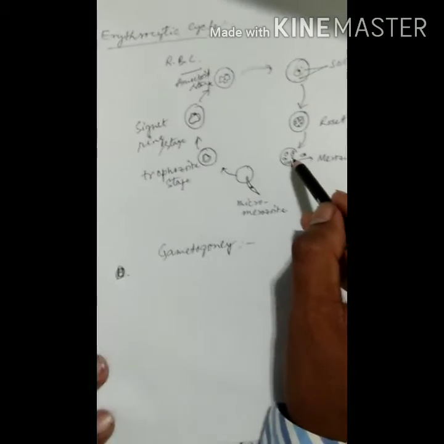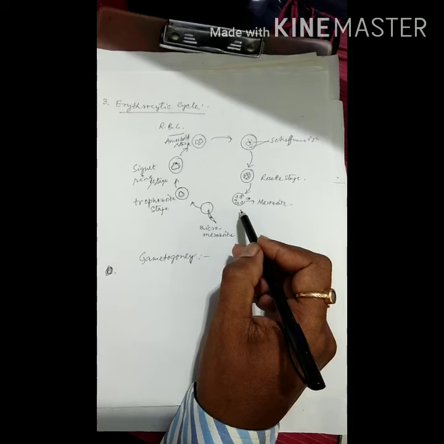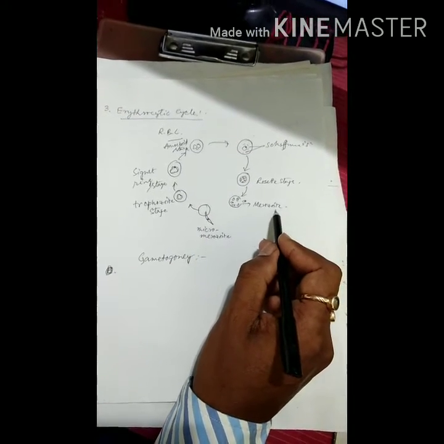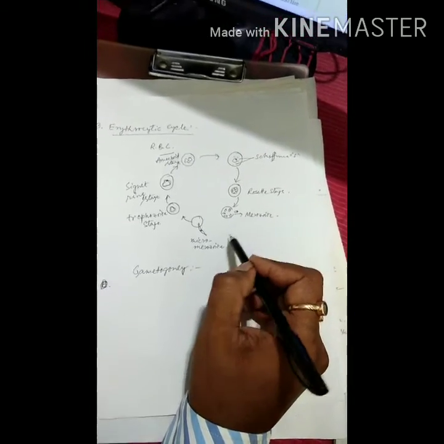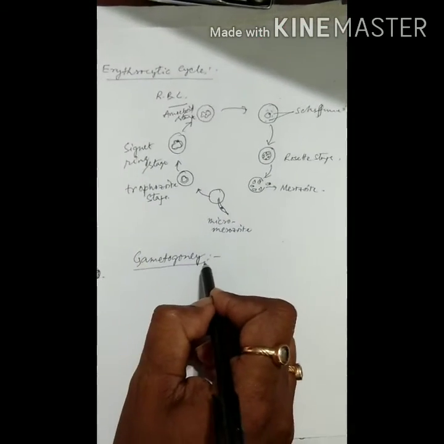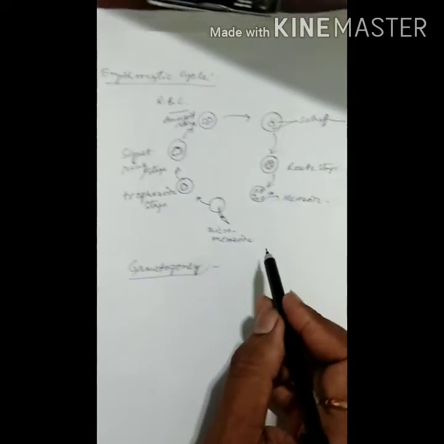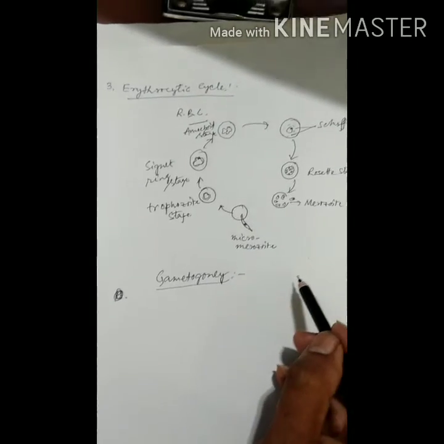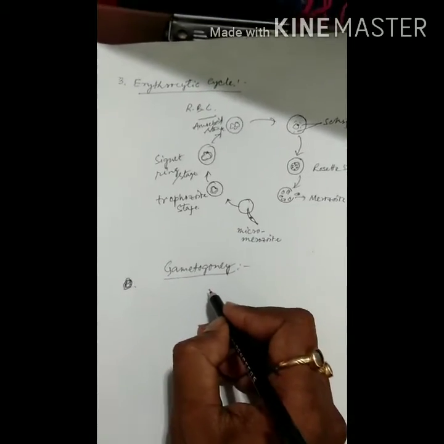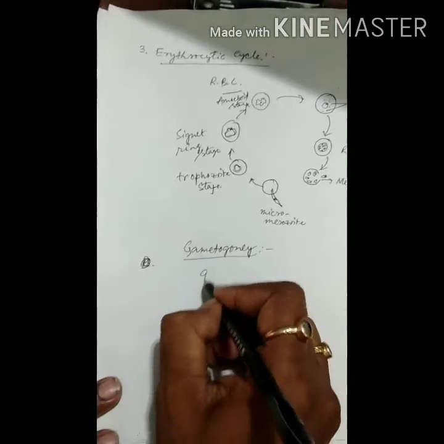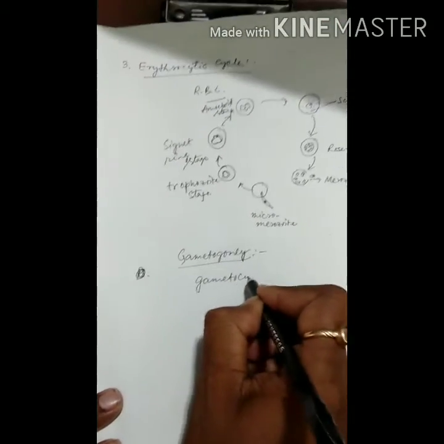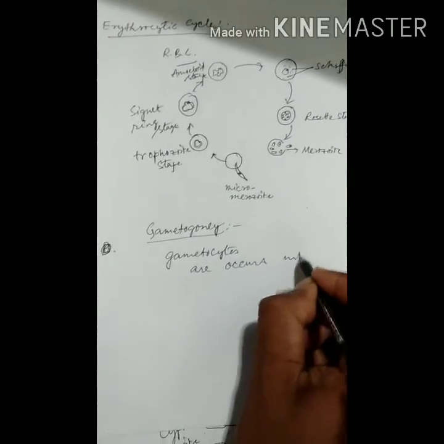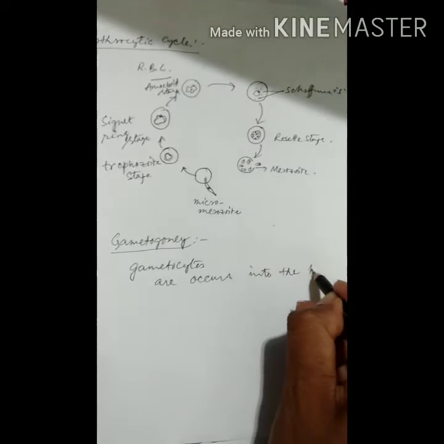Then the zygones burst. A number of erythrocytic merozoites are set free from the RBC, and then the gametogony starts. A few zygones do not take part in these biological changes; they take part in reproduction. These merozoites are called the gametocytes. The gametocytes occur in the human body.